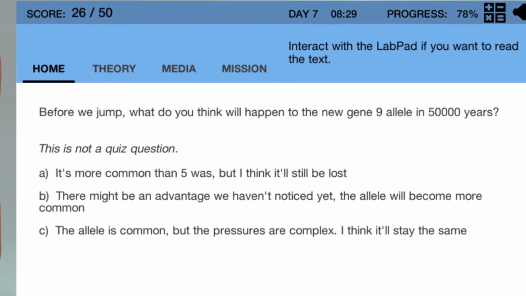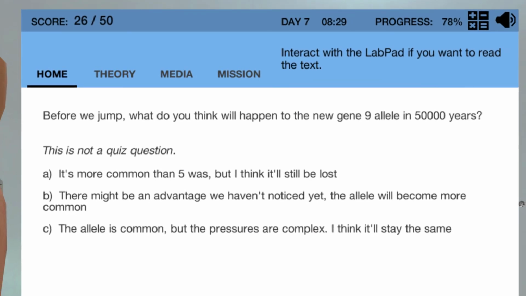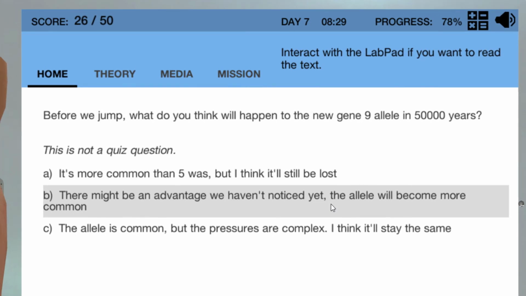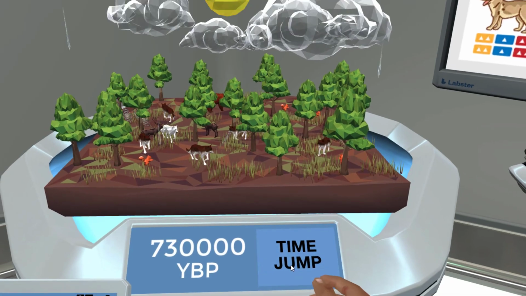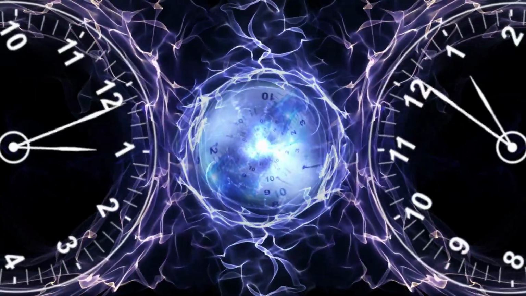Before we jump, what do you think will happen to the new gene 9 allele in 50,000 years? Let's jump time and find out. Trigger a time jump using the button on the hollow table and check for colony differences.